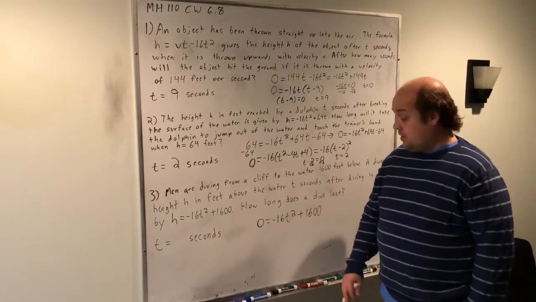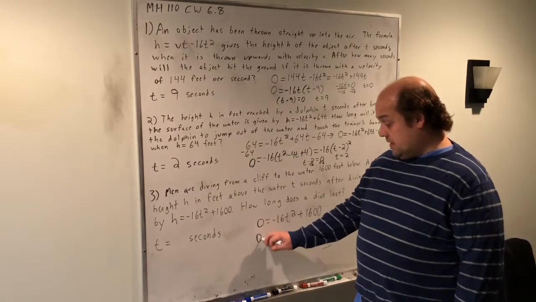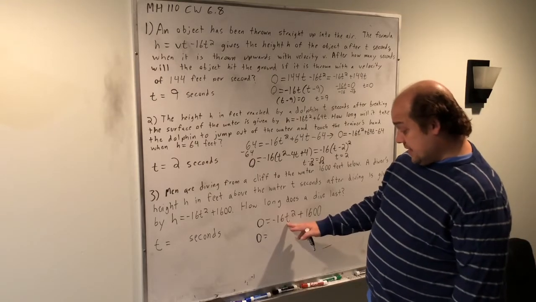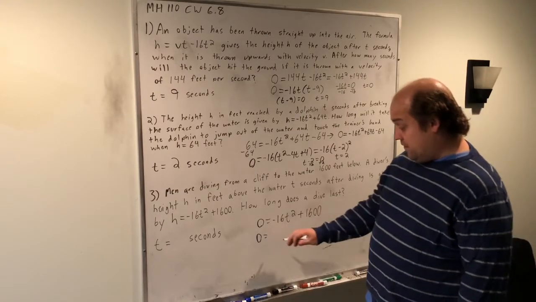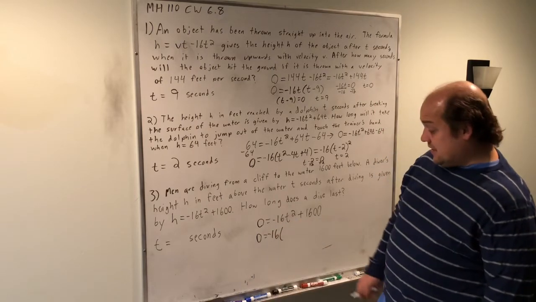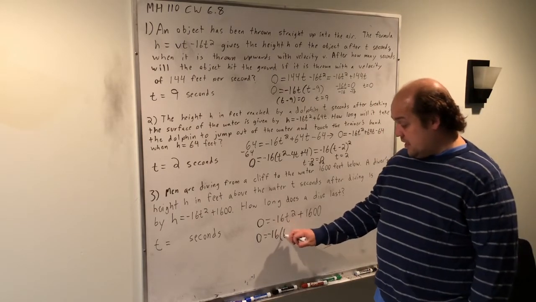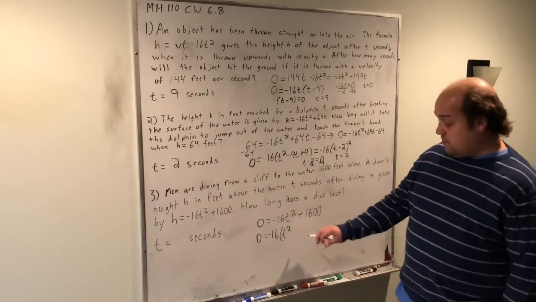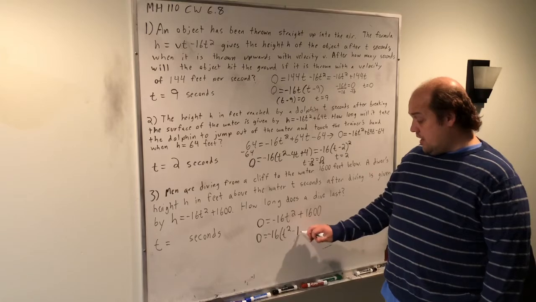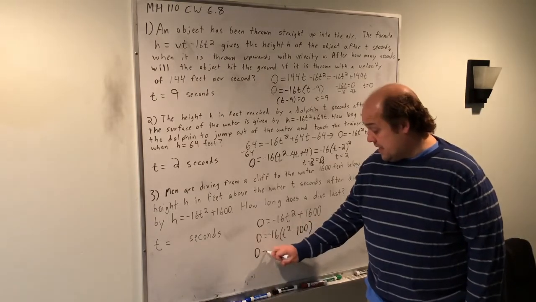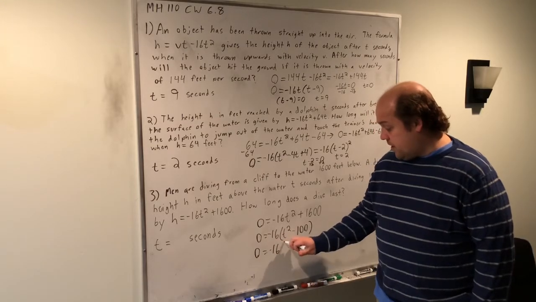Next step, since I already have it set equal to 0, is to pull out that negative 16. Since this has a t squared and this has no power of t, I can't pull out a t with it. When I divide negative 16t squared by negative 16, I just get t squared. When I divide positive 1,600 by negative 16, I should get negative 100. Hopefully you can then recognize this as a difference of squares.